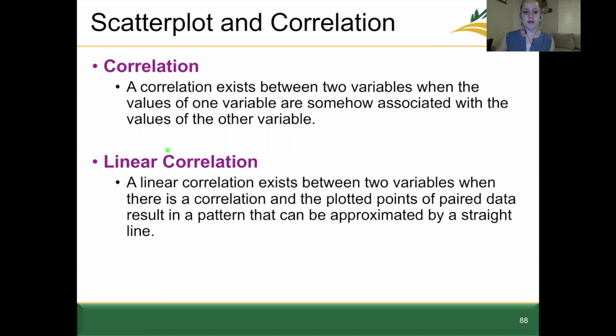Similarly, there's a type of correlation that's considered a linear correlation. This exists between two variables when there's a correlation and the plotted points of the paired data result in a pattern that can be approximated by an actual straight line. Okay, and we'll go into examples of all of this.